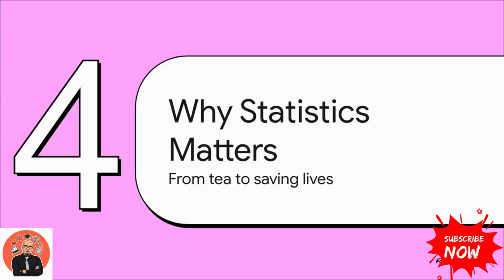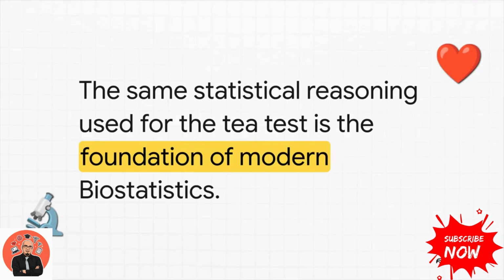Now, that's a cool story, right? But you're probably thinking, okay, but so what? Why does a 100-year-old story about tea matter to us today? Well, because the exact same thinking they used to solve that puzzle is now used in things that literally save millions of lives. That simple t-test is basically the great-great-grandfather of modern biostatistics. When scientists are testing a new drug for cancer, they are asking the exact same fundamental question. Is this drug actually working, or are the good results we're seeing just a fluke? Could it have happened by random chance?